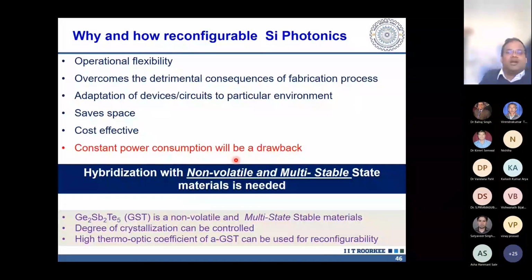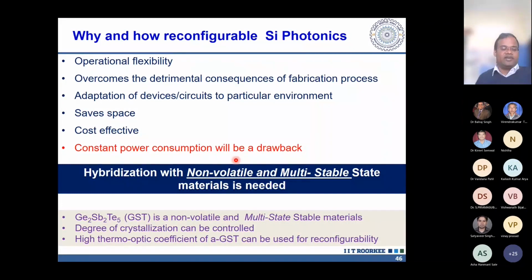Okay. Now, another topic that I want to cover is about the reconfigurability. I think I need to be a little bit faster now. So we need reconfigurability because it allows you the operational flexibility. And whenever you fabricate some device, there are certain detrimental consequences that are happening there. Okay. So when you go for fabrication, and if you want to fabricate the same way as you designed, it's just not possible. Okay, so fabrication process induces certain errors. So you can overcome those consequences of the fabrication process if it is reconfigurable.